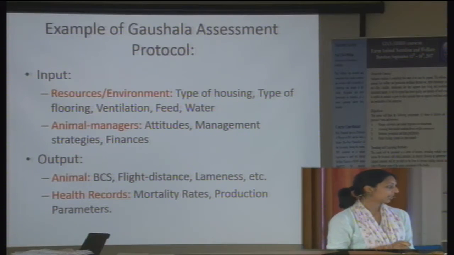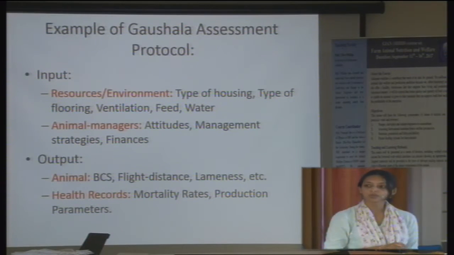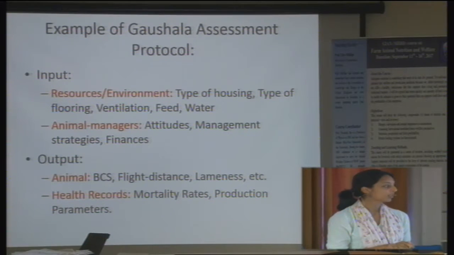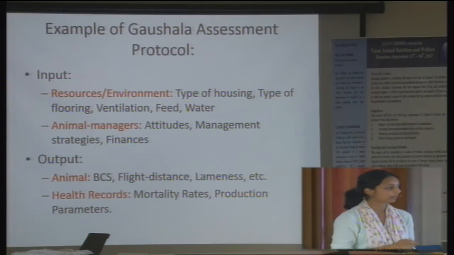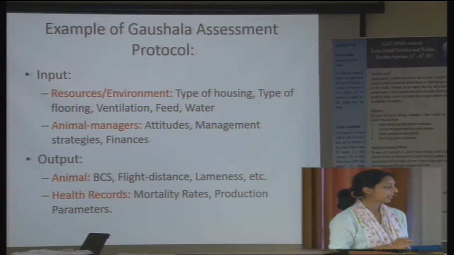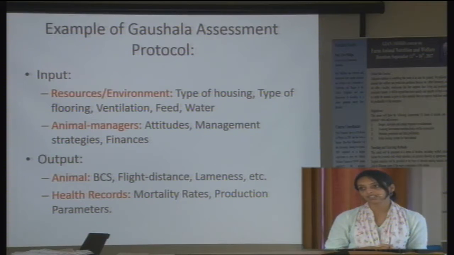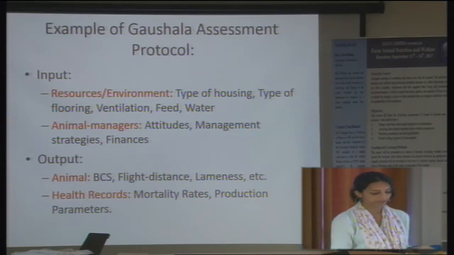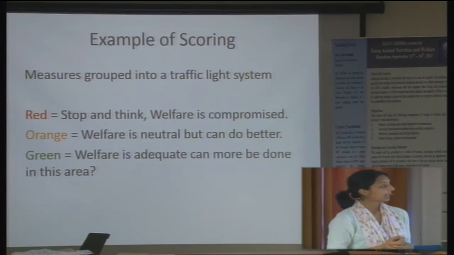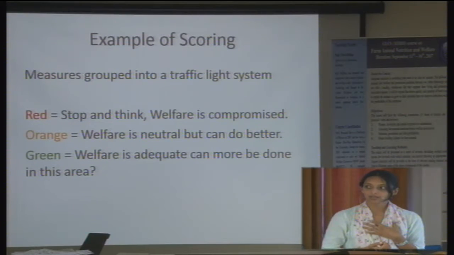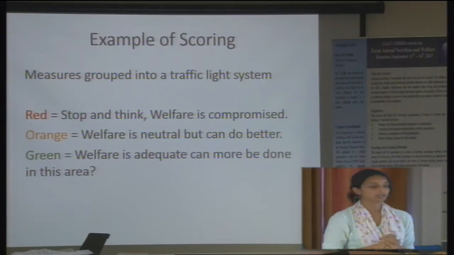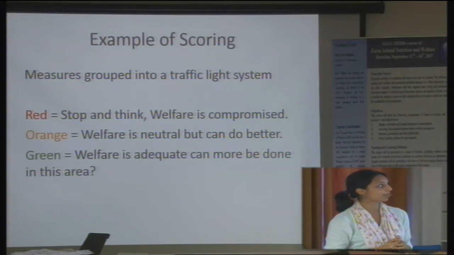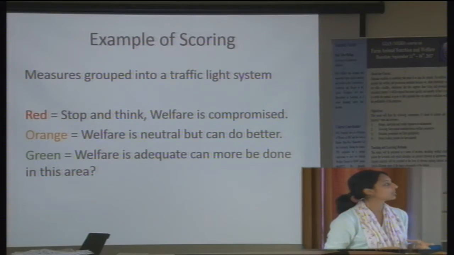And then Arvind looked at the output, which is looking directly at the animal. So he had a whole bunch of parameters that he looked at. And you can also look at health records for things like mortality rates. Most of the Gaushalas we visited didn't have health records. So we couldn't do this, but other industries probably would have better health records. And this is just an example. We haven't done this because Arvind is still in the middle of his PhD, but this is an example of how you can do something with the results.